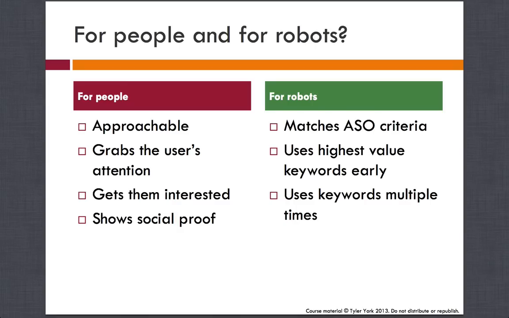For robots, to optimize your description for robots, you need to think about what the computer is looking for. Does it match the ASO criteria? In particular with Android, we talked about this in the first section, but does your description hit the right spots with keywords? Does it have the keywords in the appropriate places based on what emphasis you want to put on each one? Things like that. And does it use keywords multiple times, which actually is pretty important.